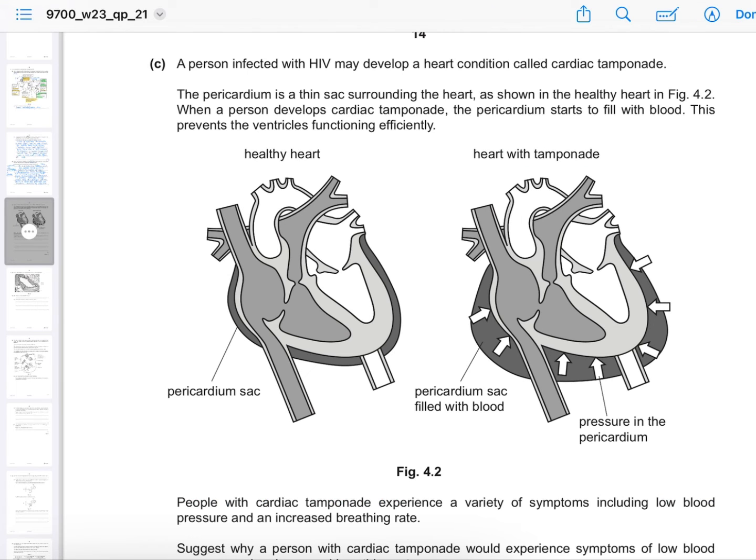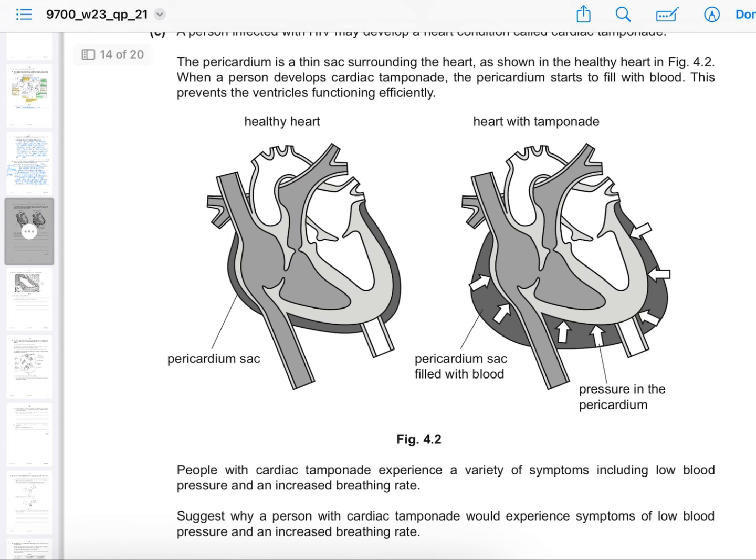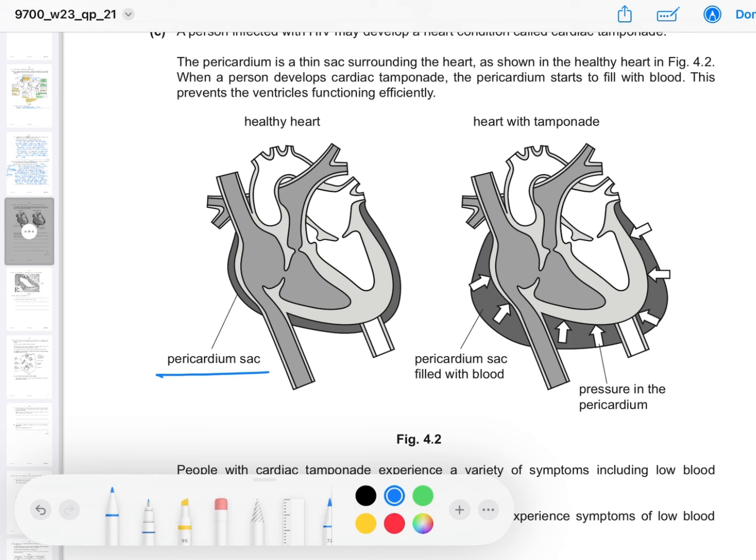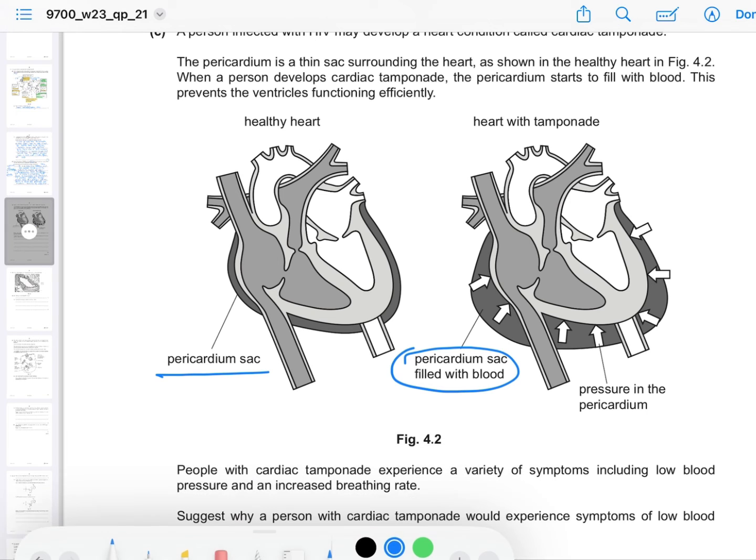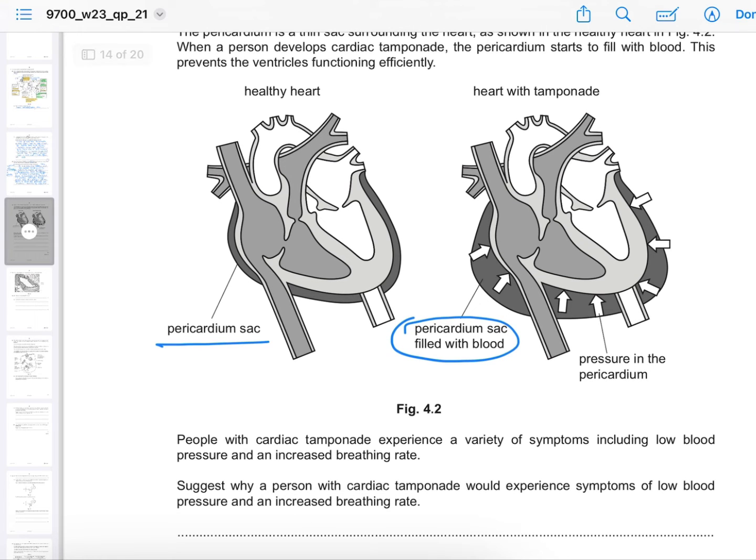A person infected with HIV may develop a heart condition called cardiac tamponade, where the pericardium is a thin sac surrounding the heart, as shown in the healthy heart in figure 4.2. So here you can see the pericardium sac. When a person develops cardiac tamponade, the pericardium starts to fill with blood, which you can also see over here. This prevents the ventricles functioning efficiently. People with cardiac tamponade experience a variety of symptoms, including low blood pressure and an increased breathing rate.